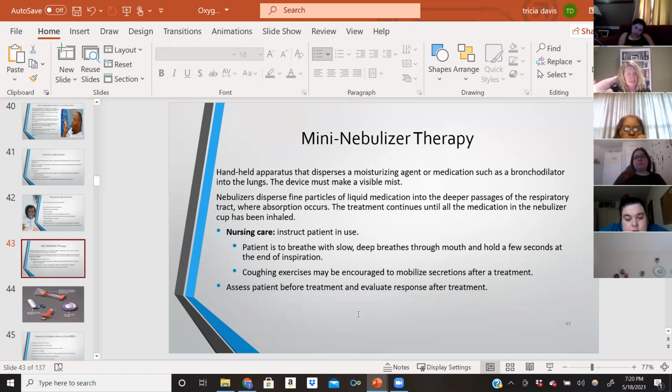And then you always want to assess your patient before treatment and evaluate the response after treatment. So if I hear a patient that sounds very tight, there's not a lot of air movement through there, or they have a lot of wheezing, I will call respiratory therapy and say, can you come give them a treatment? Well, after the treatment is done, I go back in again and I listen, because you want to hear a change. You want to know that that medication has been effective. So definitely follow up with those good lung assessments after they use their inhalers or if they get that nebulizer treatment.